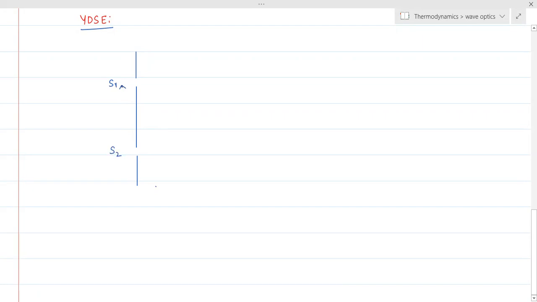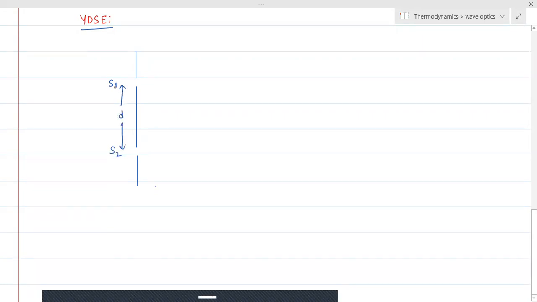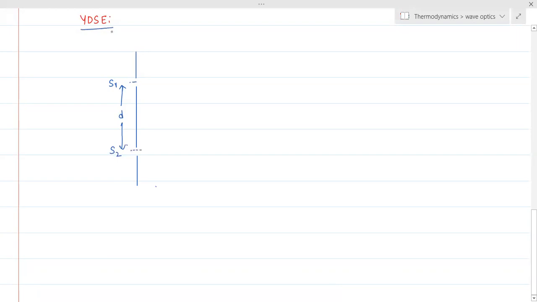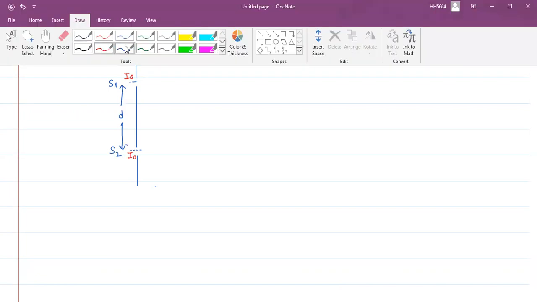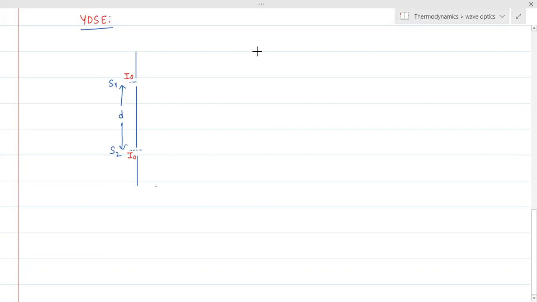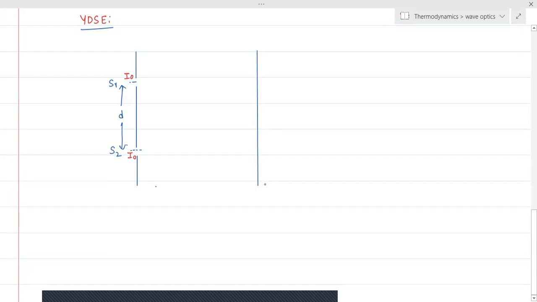The distance between the two light sources we are taking as small d. Suppose the light ray is emitted from S1 as well as S2. We take the first one having intensity I0 and the second one also having intensity I0. With a separation capital D from the slits, we are taking a screen. This is a screen.